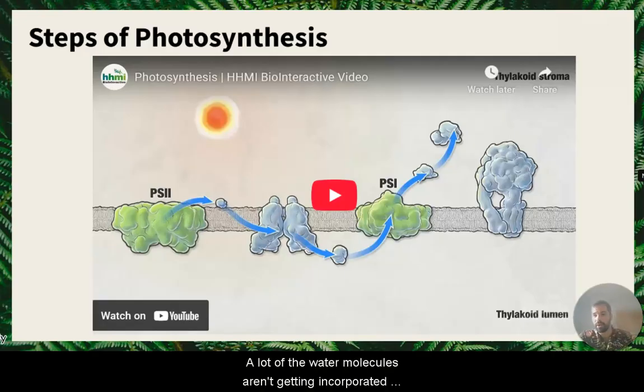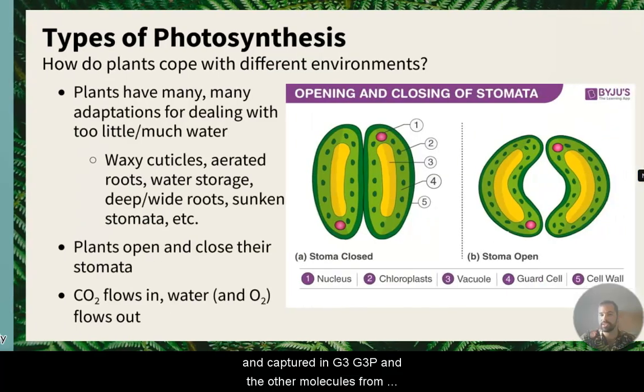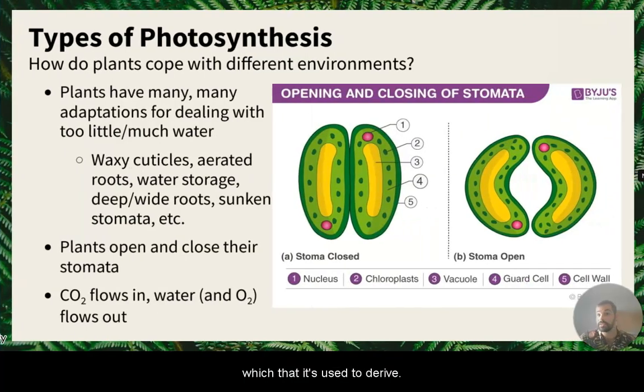A lot of the water molecules aren't getting incorporated into the mass of the plant that is produced through photosynthesis. It's really coming from that CO2 that is being absorbed and captured in G3P and the other molecules that it's used to derive.